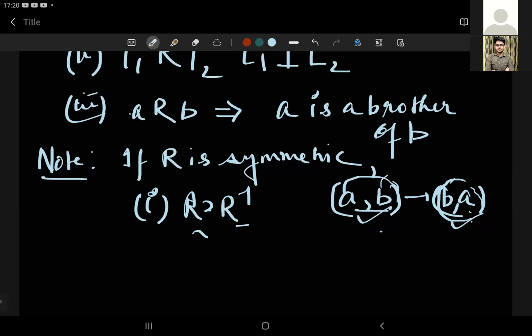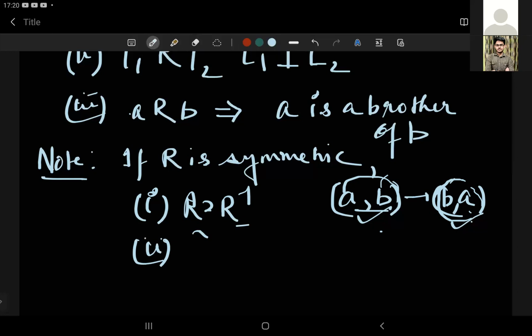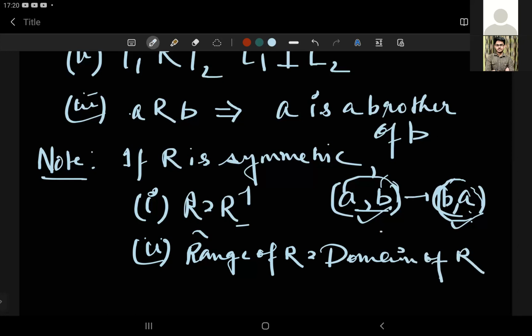Is it clear? Okay. So what can we say about the domain of R and the range of R? Will they be the same? Obviously they will be the same, because if (A, B) exists and (B, A) exists, then they have to be the same. So the range of R is equal to the domain of R.